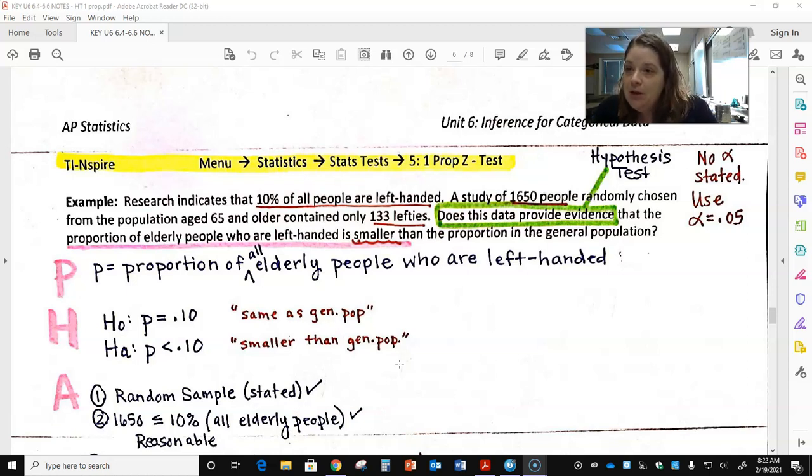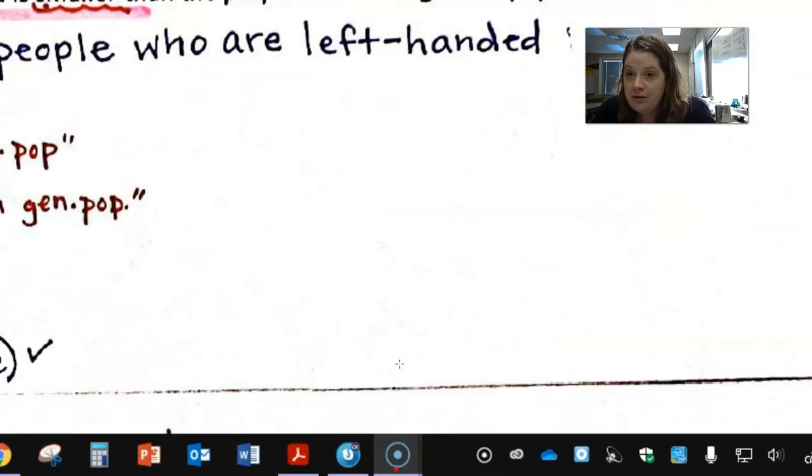So, research indicates that 10% of all people are left-handed. A study of 1,650 people randomly chosen from the population age 65 and older contained only 133 lefties. Does this data provide evidence that the proportion of elderly people who are left-handed is smaller than the proportion in the general population? Now, as I'm reading through a hypothesis test question, and I don't really know it's a hypothesis test yet, I'm looking for a couple of keywords.